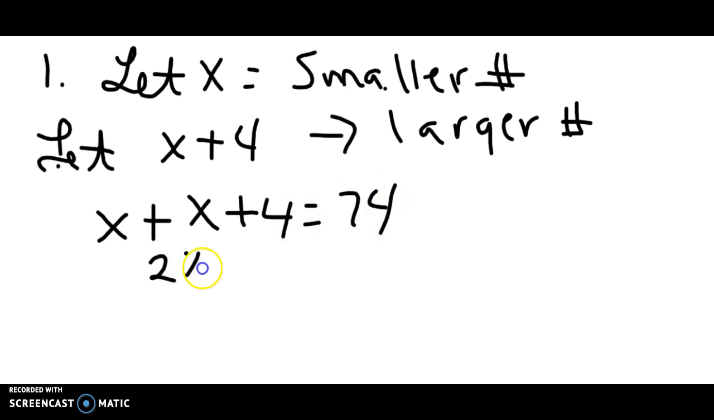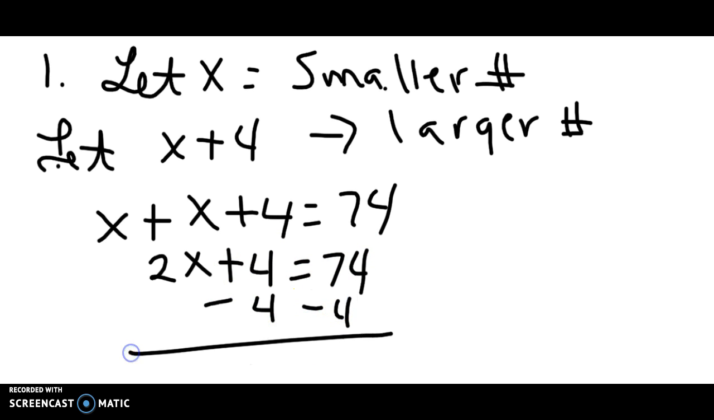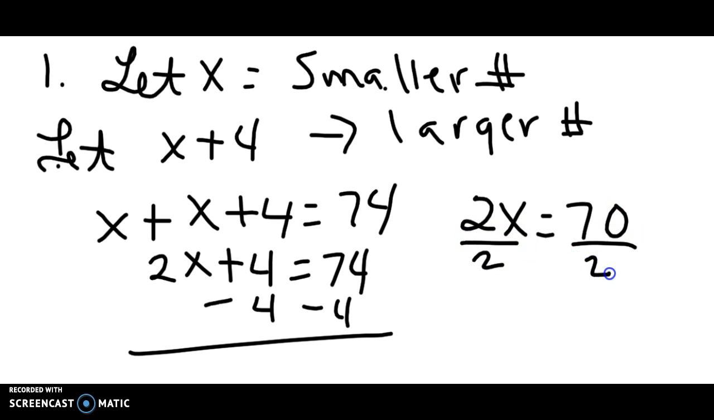Combine like terms. And then we're going to solve for x. So we get 2x equals 70. And divide by 2. So x equals 35. So if x equals 35, the second number says take x and add 4. So we have 35 and 39, the two numbers. When we add those two numbers together, it's going to give us 74. Okay, let's go on to number 2.